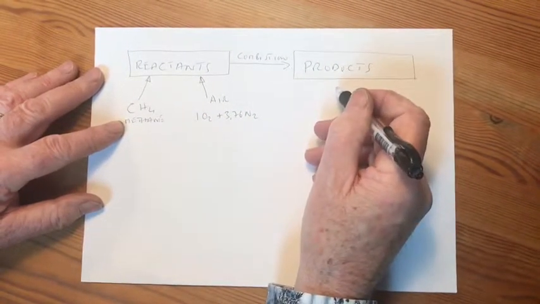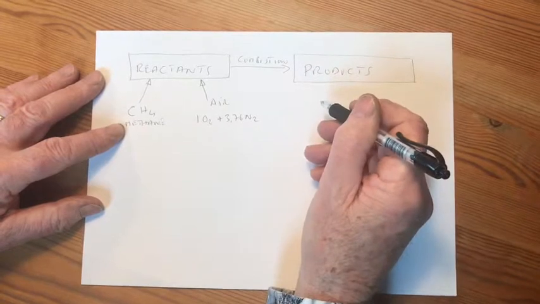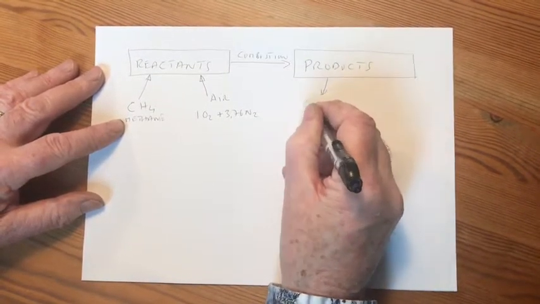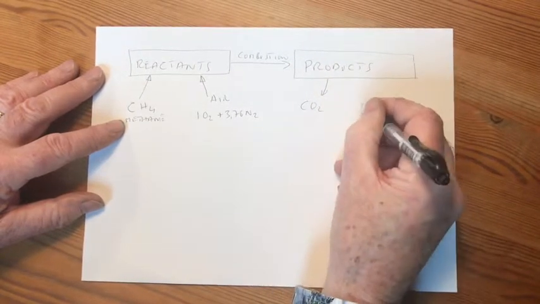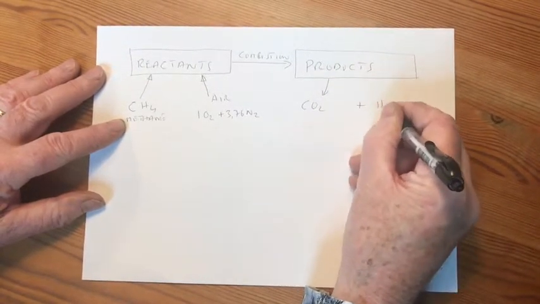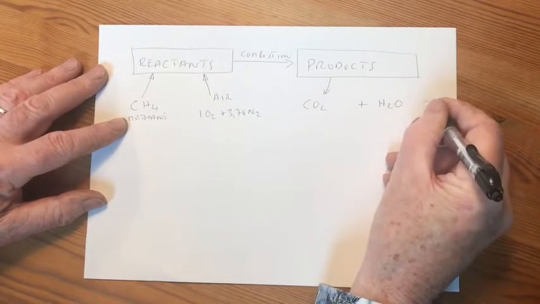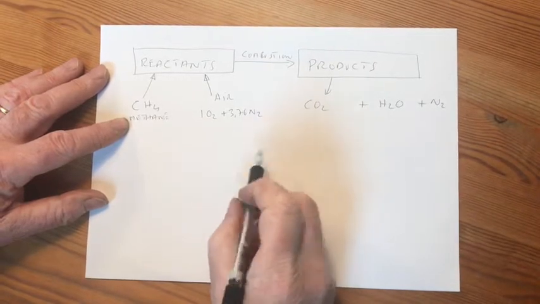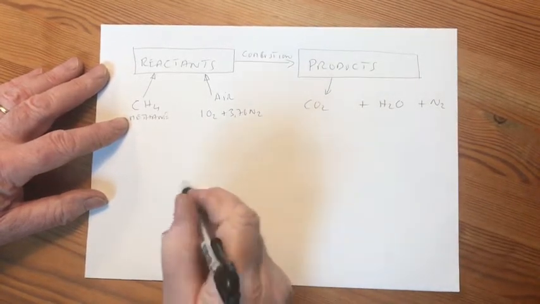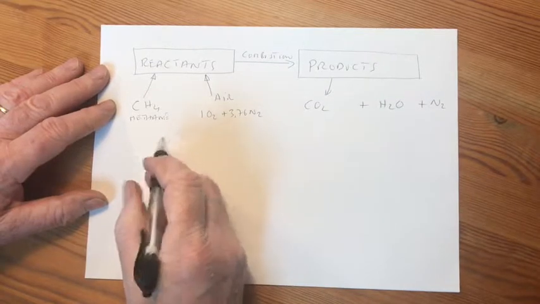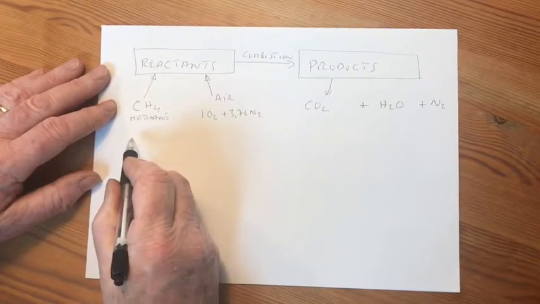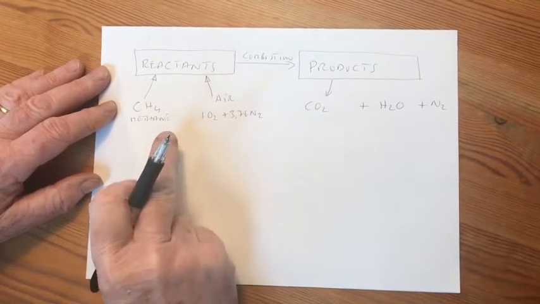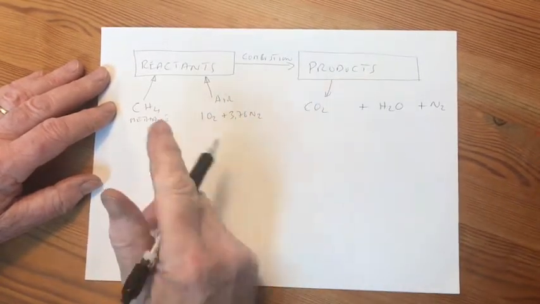Now the products, under what we call stoichiometric conditions, are just simply CO2 and water and nitrogen. Good. So we have CO2, water and nitrogen. So what we're going to do now is we're going to write the equation which will tell us about the relationship between our reactants and our products.